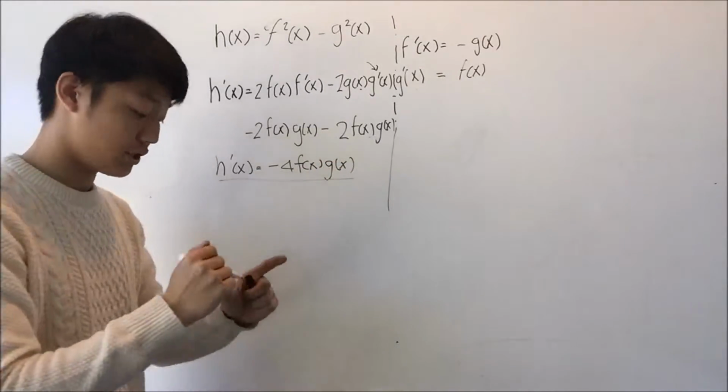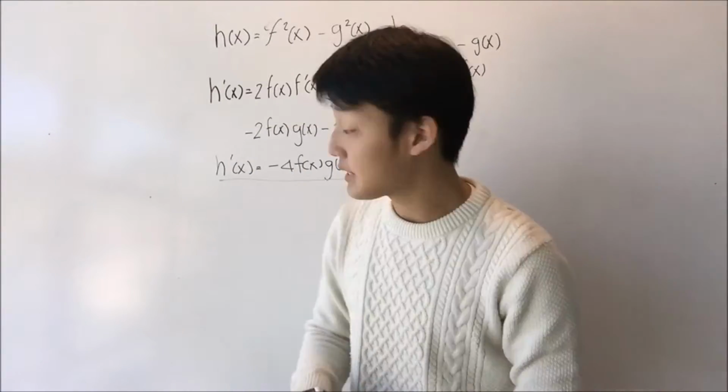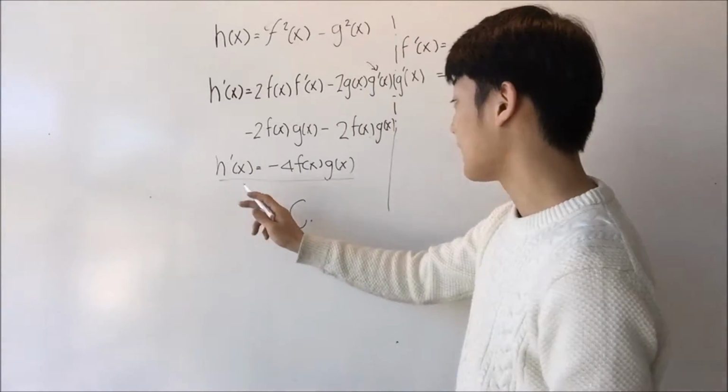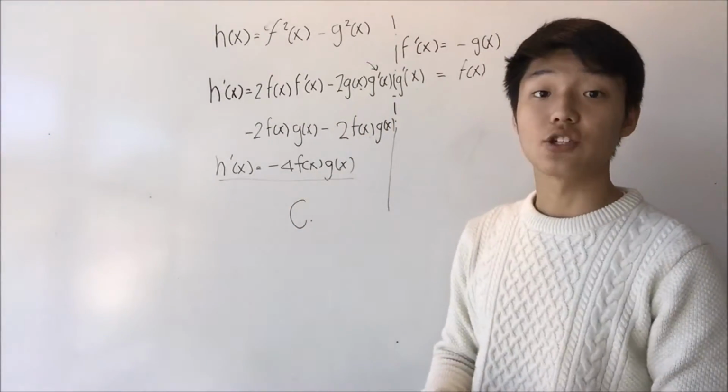This is a really simple question, and the answer for this is choice C, which exactly says negative 4 f of x gx.